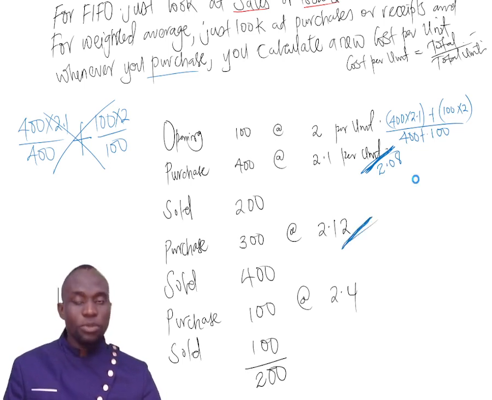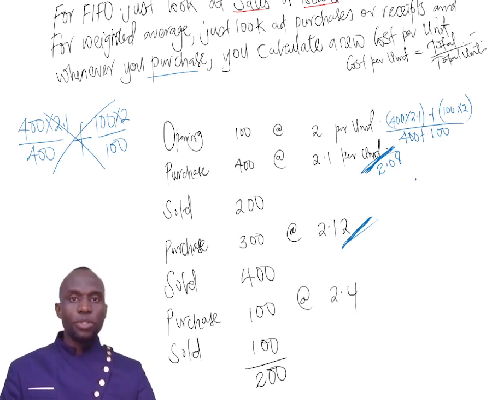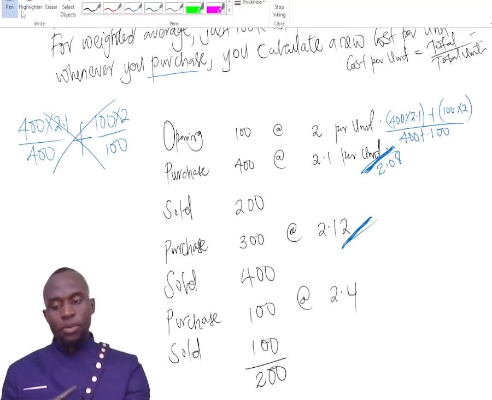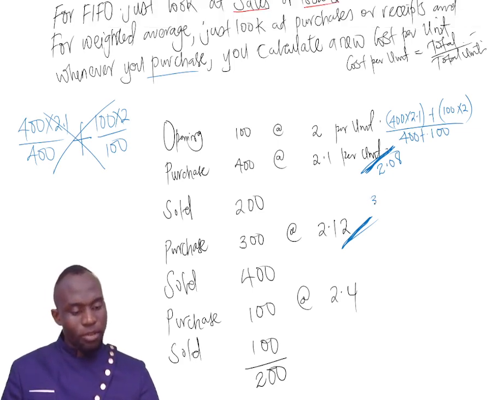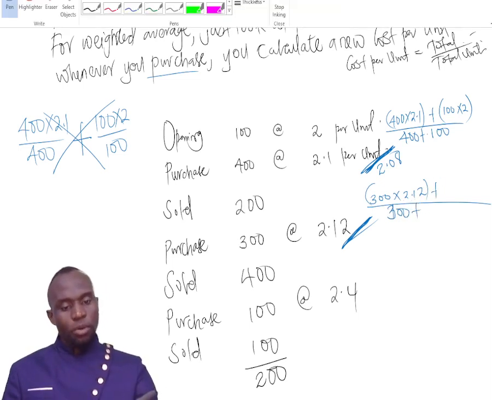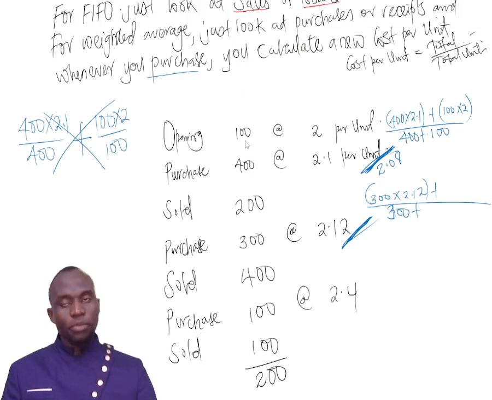Okay, then we look at the second one. Because we said we are just looking at the purchases. Every time we purchase, we calculate a new cost per unit. We've again purchased 300 units at 2.12. So what is cost per unit? It is total cost. So it is 300 times 2.12 divide by the 300 plus what we don't know. Now this is where the problem would be. So be careful. Listen and understand this. The question is simple. The trick is simple.